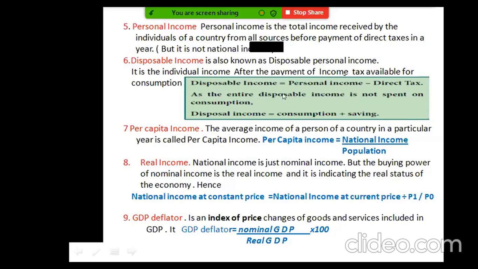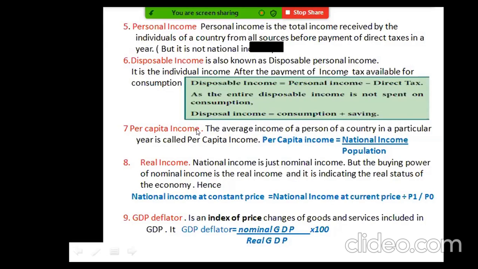As the entire disposable income is not spent on consumption, of course, no consumer will spend all their income on consumption. So some part of income is reserved for savings. That's why disposable income is equal to consumption plus savings.